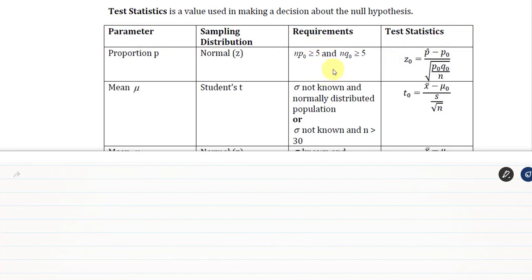Make sure that you check these before you can apply the Z-test. Make sure that it is a binomial distribution, or that it satisfies the normal approximation to the binomial. Or you can check the two inequalities here, np0 and nq0. They must both be bigger than 5, and p is just the sample proportion.